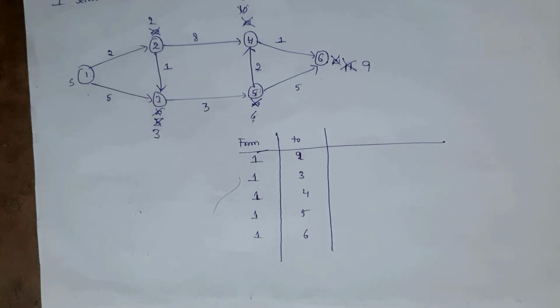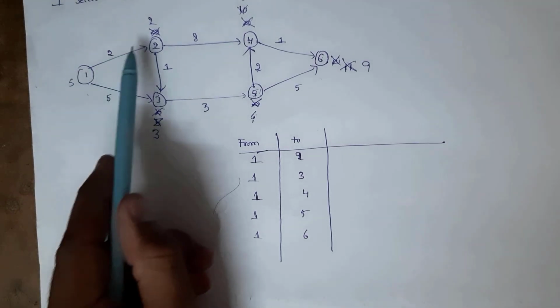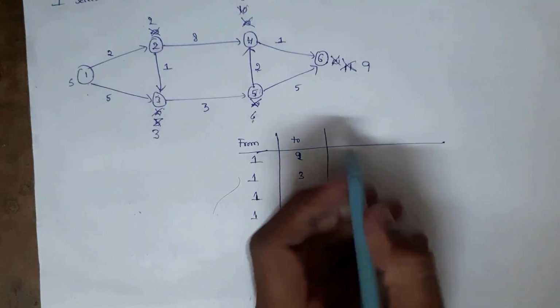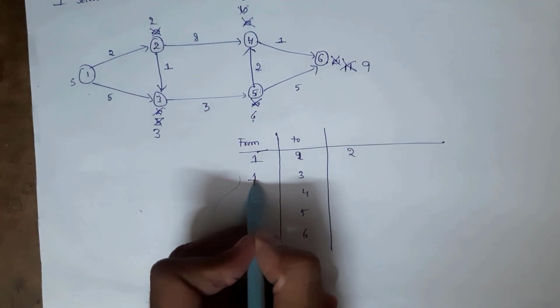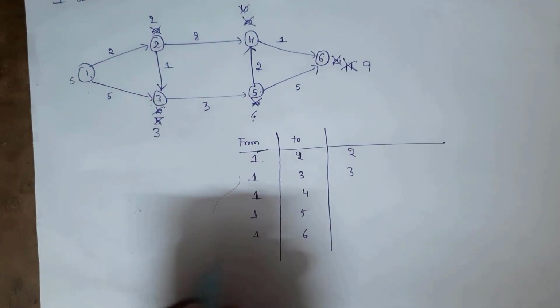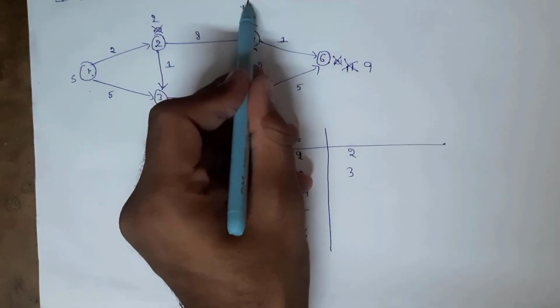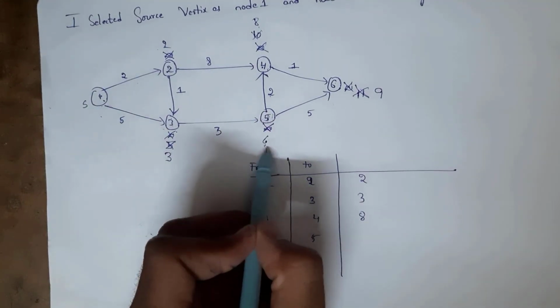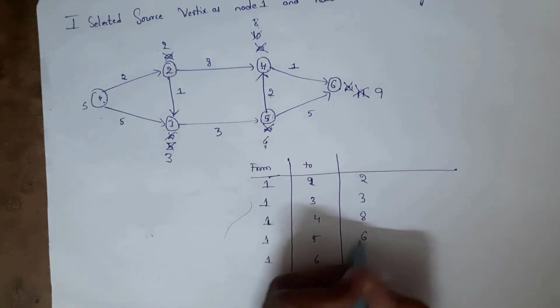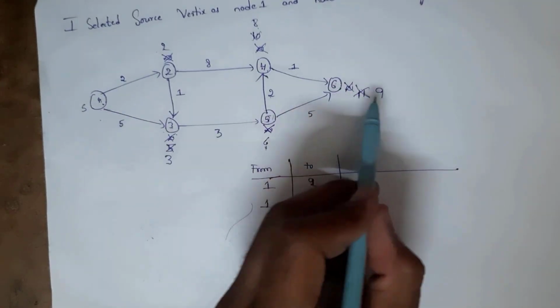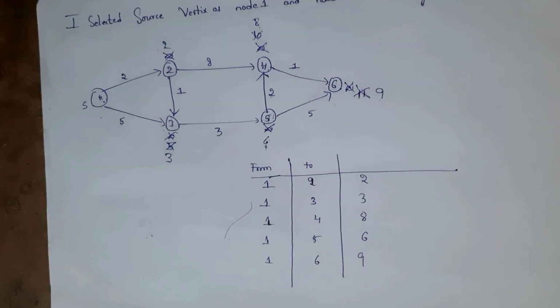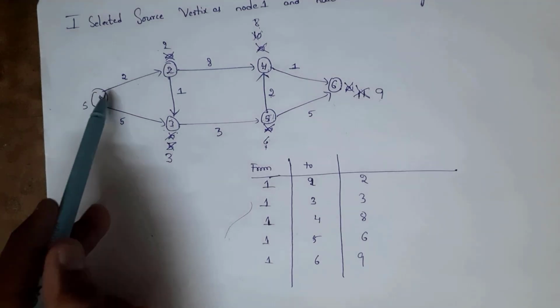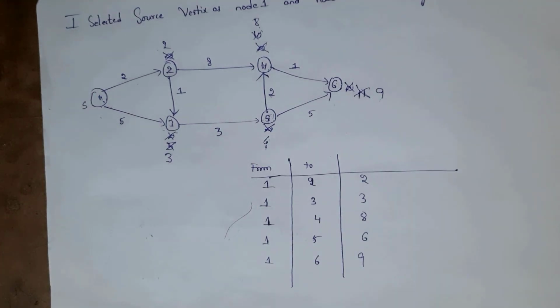Now we need to write table for this. Distance from node 1 to node 2 is 2. So here we need to write 2. And similarly, distance from node 1 to node 3 is 3. And distance from node 1 to node 4 is 8. And distance from node 1 to node 5 is 6. And distance from node 1 to node 6 is 9. We selected one single source node as node 1. And we found shortest distance to all other nodes. This is single source shortest path problem.